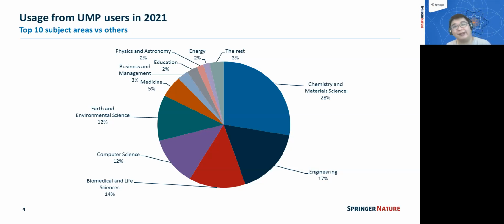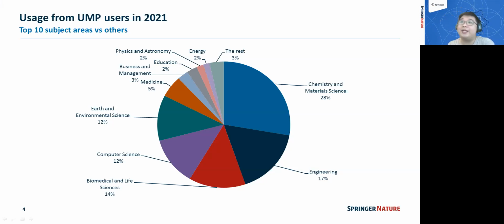Then it is followed by engineering, which is again one of the core subjects of your university, followed by biomedical and life science, then computer science, earth environmental science, medicine, quite surprisingly, but in this situation, it could be the technology aspect of medicine, but it's just categorized as a medicine category in terms of the nomenclature of the types of resources that we utilize.